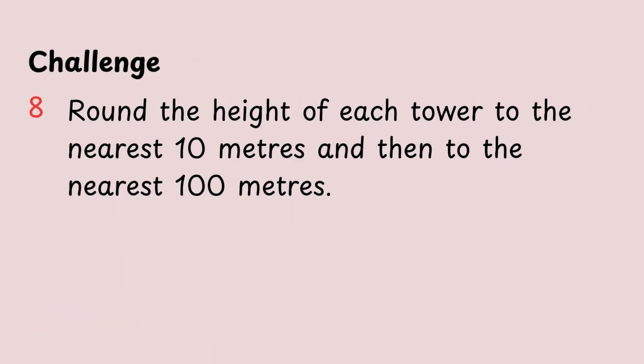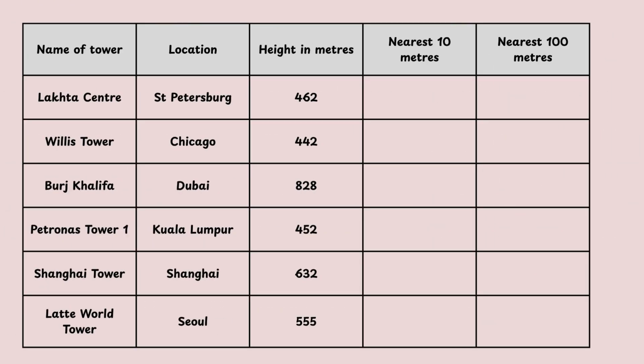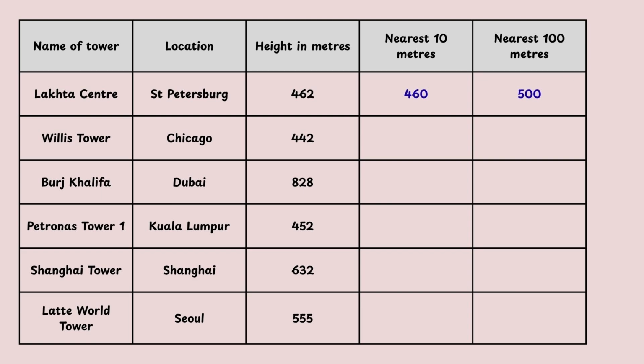Challenge. Question number 8. Round the height of each tower to the nearest 10 meters and then to the nearest 100 meters. Name of tower, location, height in meters, nearest 10 meters, nearest 100 meters. Lecture center, St. Petersburg, height in meters is 462. When we round to the nearest 10 meters, that will be 460, and when we round to the nearest 100 meters, that will be 500 meters.